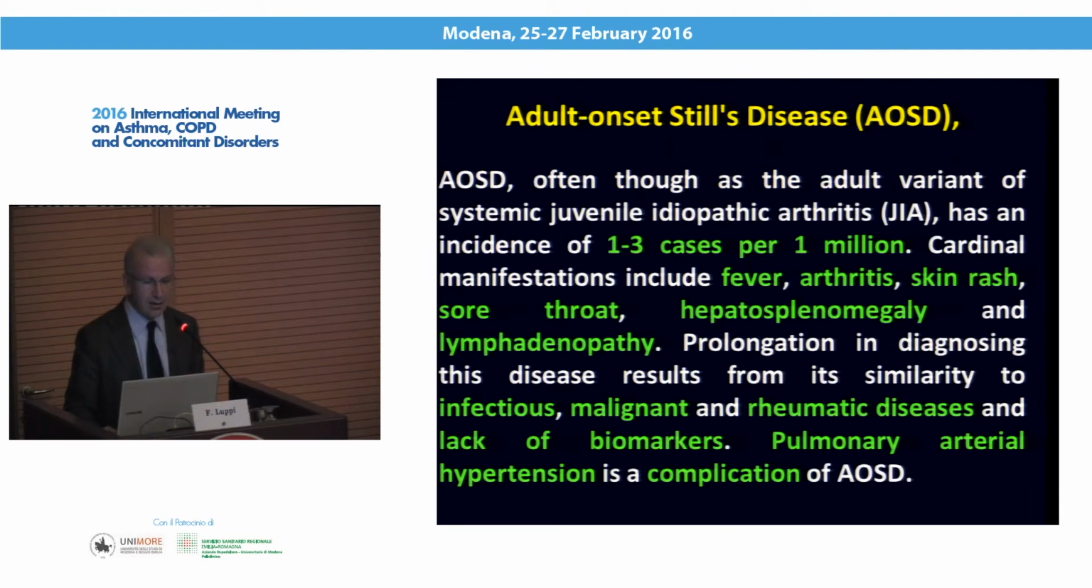I utilized as a gray zone a very rare disease, adult onset Still disease, which is thought to be the adult variant of systemic juvenile idiopathic arthritis, very rare, 1 to 3 cases per million. The cardinal manifestations are quite nonspecific, and that's why there can be a prolonged diagnostic period, because the differential diagnosis includes infectious, malignant, and rheumatic diseases, and also because there are no biomarkers in this disease. Pulmonary arterial hypertension may be a complication of this syndrome.